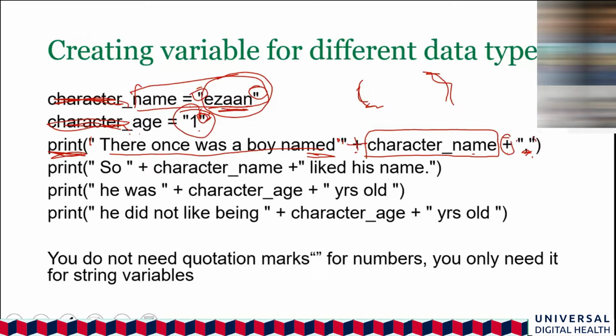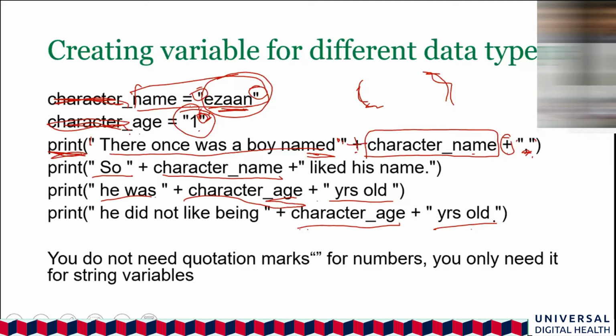Next thing, I write down another line. So then again the name of the character plus liked his name. So Izan liked his name. And then you write down another line, which is he was plus the age, so whatever the age was, plus years old, so he was 1 year old. And then we write down another statement, which is he did not like being, and then the age, which was 1, and then the number of years old.